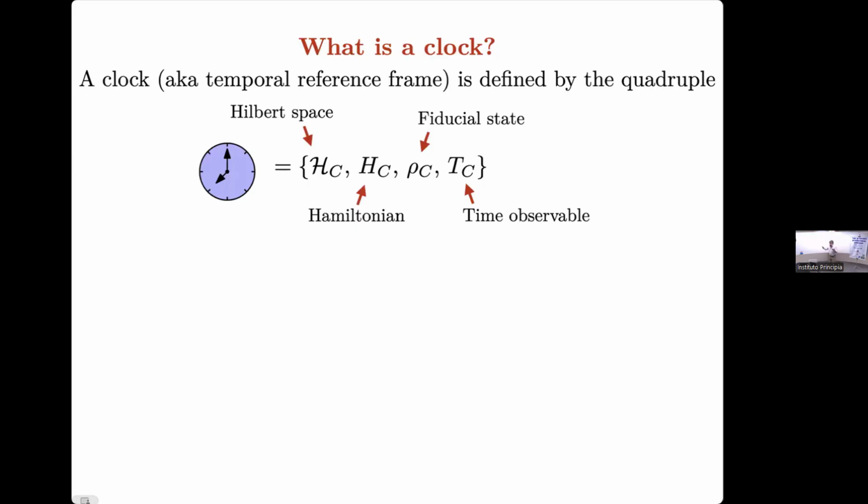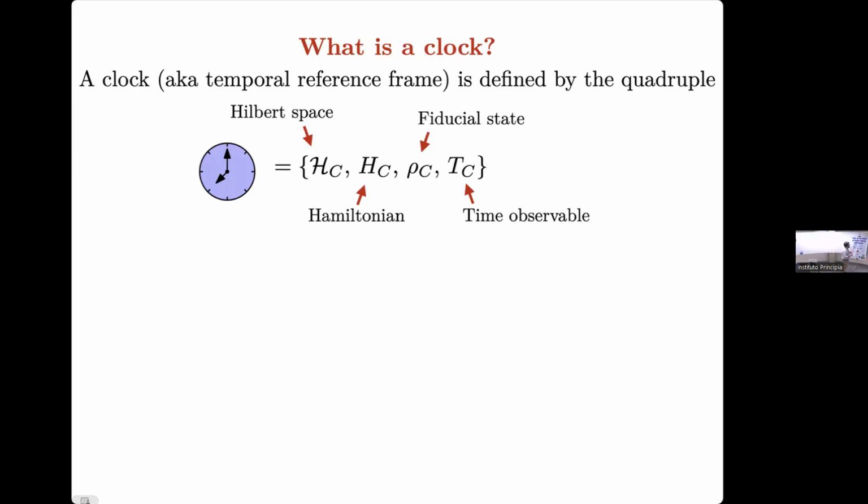So what is a clock? Or a temporal reference frame if you like. It's defined by this quadruple here. So a clock, it's a physical system. We describe it by a Hilbert space. It's going to have some Hamiltonian that's going to govern its evolution. There's going to be some fiducial state we prepare the clock in. I'll call that rho c. And then there's going to be some time observable, TC. That's not necessarily a self-adjoint operator. In some cases, it can be, but more generally, it's going to be a different object.